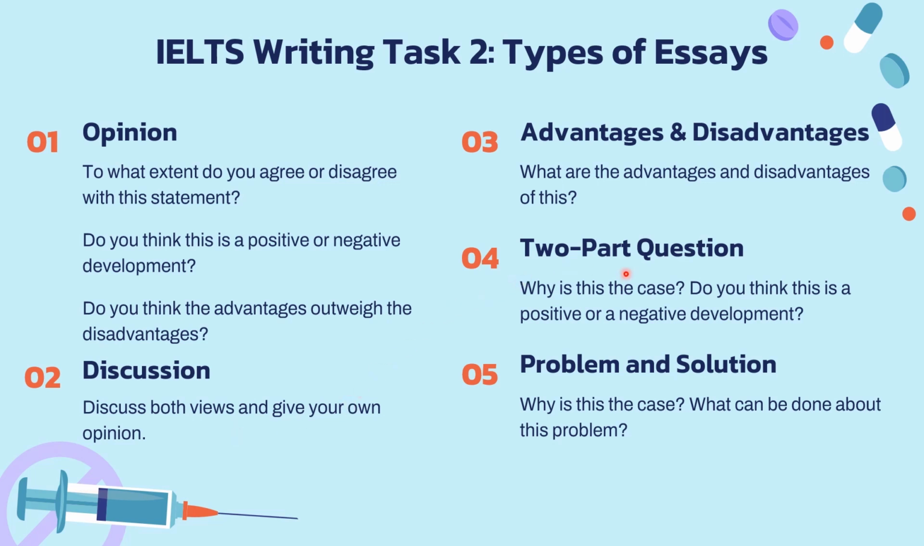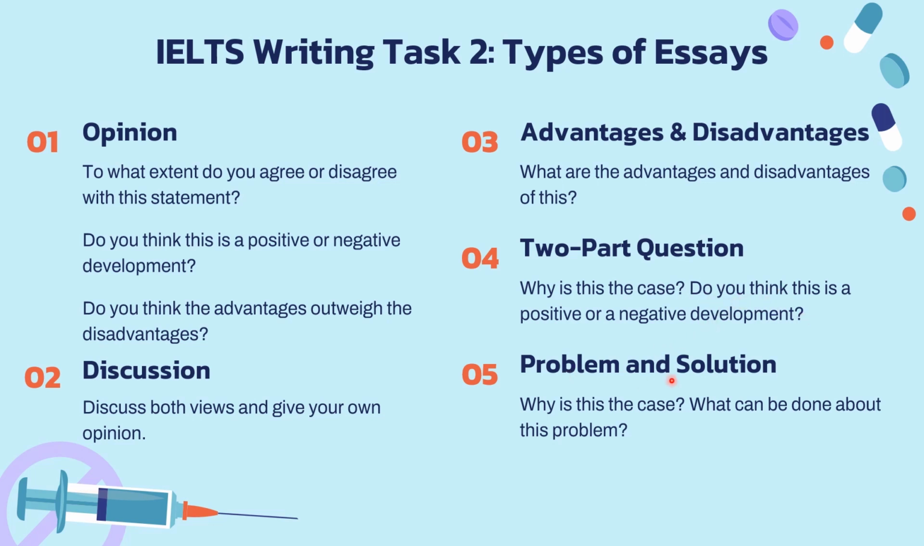So let's go to number 4, two-part question. This is basically a combination of two separate questions. For example, why do people choose to go abroad? Do you think this is a positive or a negative development? So basically why, the causes or the reasons, the purposes in one paragraph, and your opinion in the next paragraph.